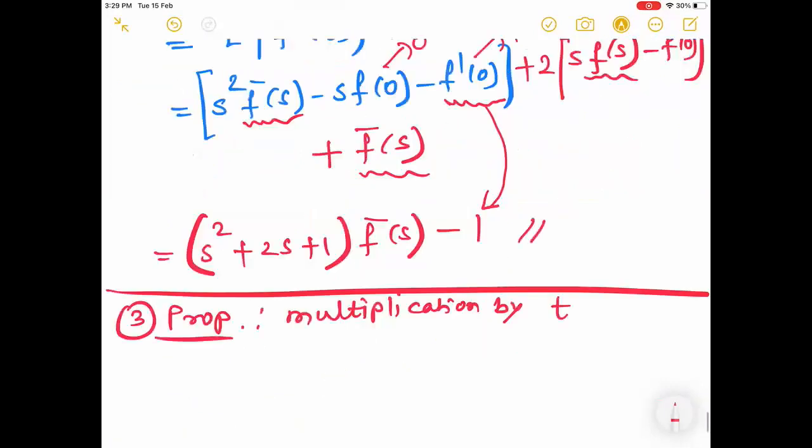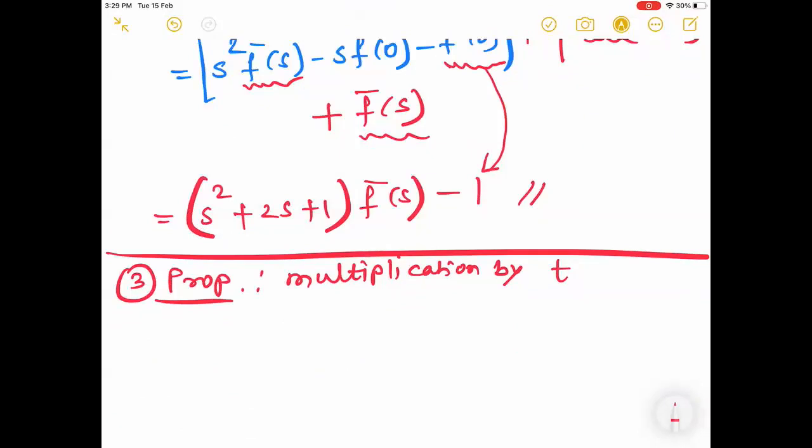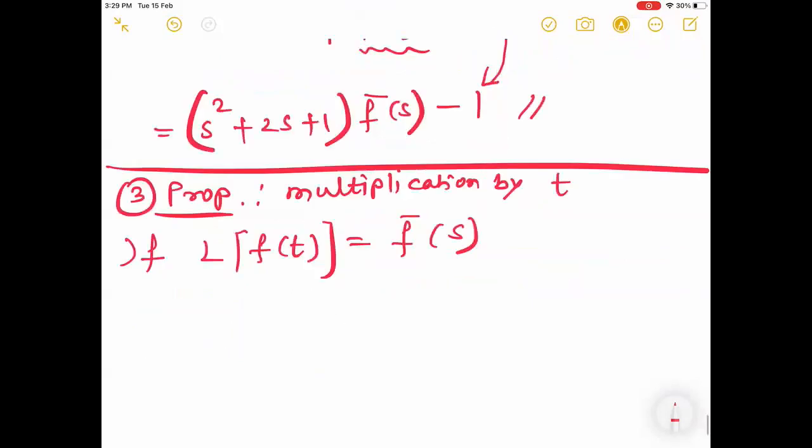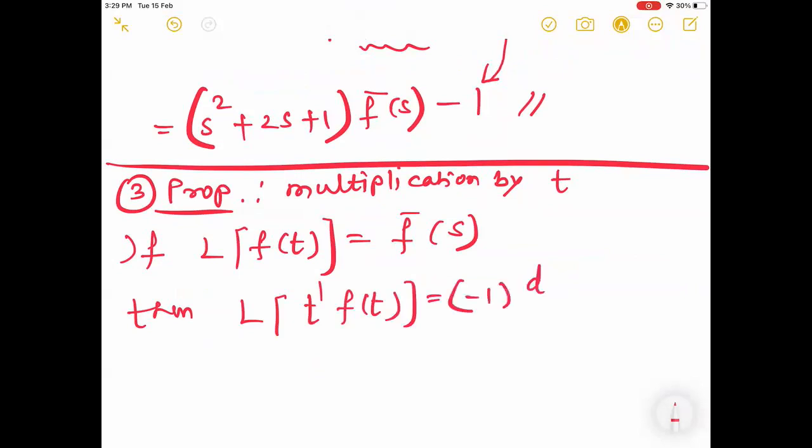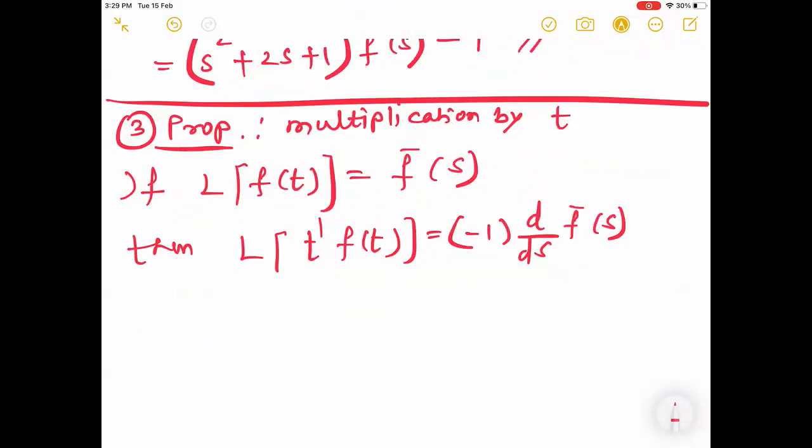Yes, so next one is the multiplication by t property, where again the same consideration applies. If Laplace of f of t is equal to f bar s, then first, for t raised to 1 multiplication, the Laplace transform of t into f of t is nothing but minus 1 d by ds of f bar s. If you compare this result with our z transform, it is on a similar line; the derivative property of the z transform is also of this type.